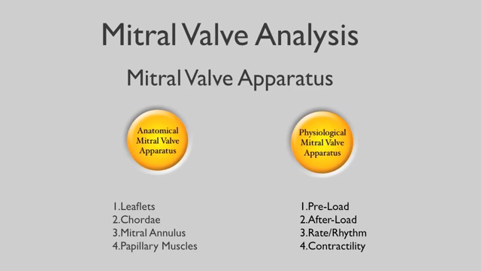Structurally, the mitral valve is comprised of leaflets, chordae, the annular tissue, and papillary muscles. From a functional standpoint, rate, rhythm, preload, afterload, and contractility are the considerations.